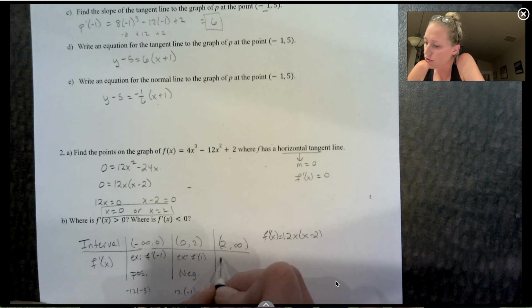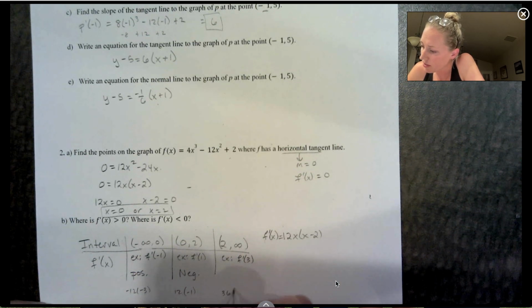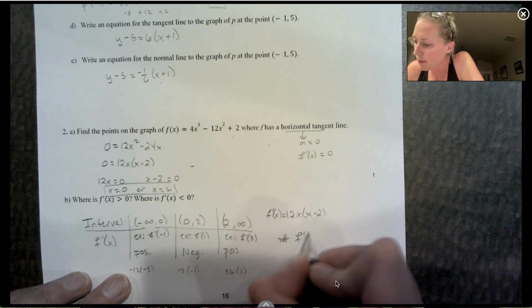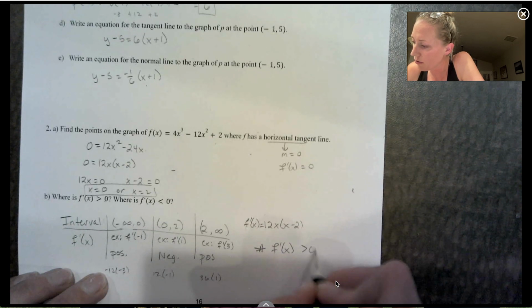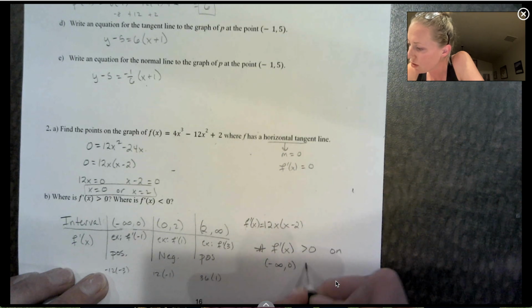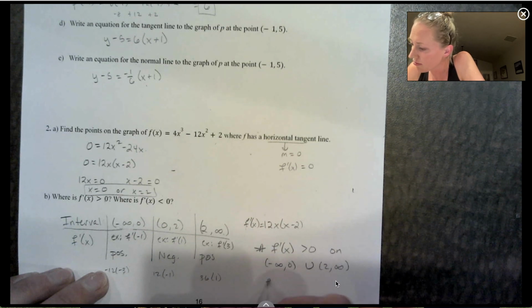Now let's try between 2 and infinity, so I'm just going to pick 3 for an example. I'd get 12 times 3, 36, 3 minus 2, 1, so I get positive. So I'm positive on these two intervals and negative here. So we can say f prime of x is greater than 0 on negative infinity to 0, union 2 to infinity. And f prime of x is less than 0 on the interval 0 to 2.